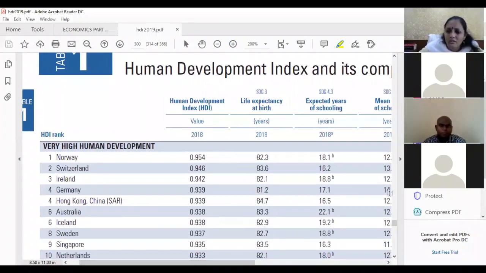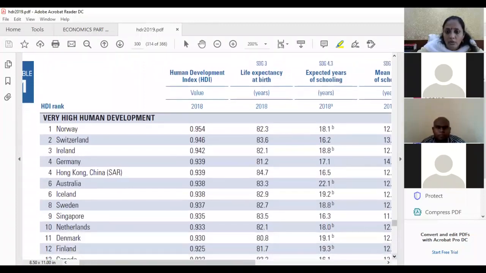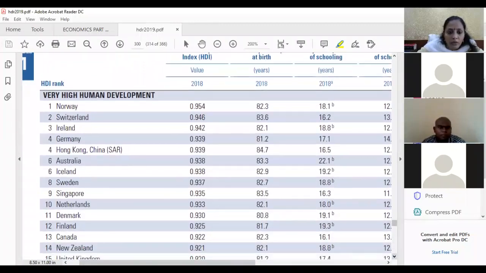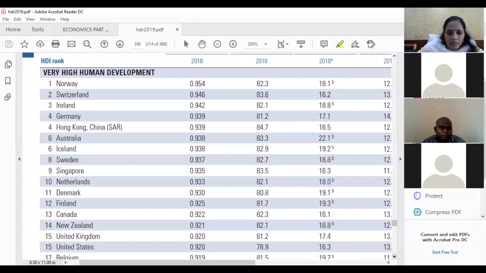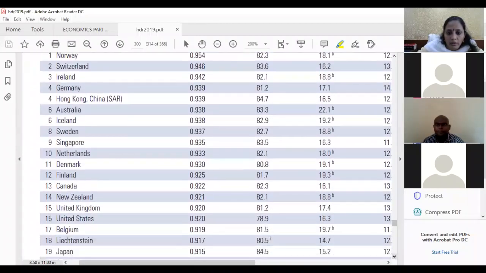This is essential. Somewhere you can quote, like when you're writing the mains also, which are all the very high developed countries. You can have a look at it. And you can also see the life expectancy at birth, which is in the number of years. And this is where I told you, you were all answering life expectancy to be the highest for Japan. You can see Japan is at the 19th rank, and its life expectancy is 84.5.